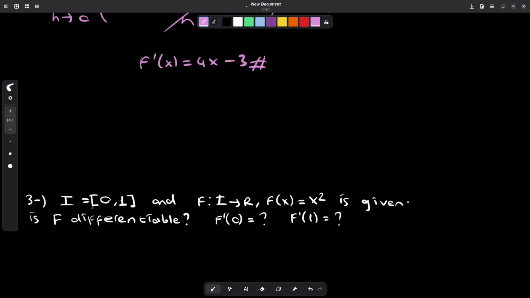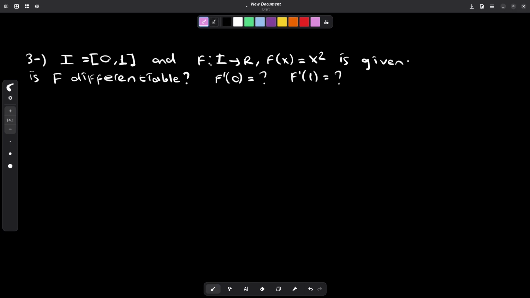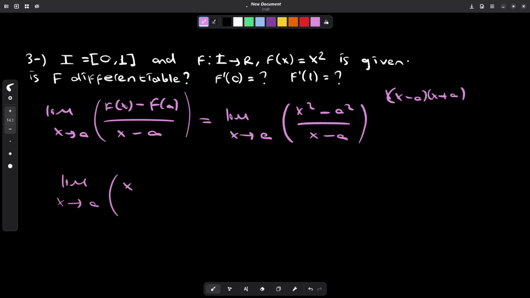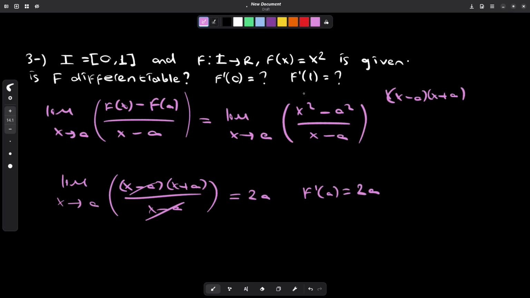This was the solution of our second problem. I is the closed interval [0, 1], and f is a function from I to R, f(x) equals x squared. Can we differentiate f? What is the derivative of f at 0 and at 1? Of course, we will start with the limit again. Let's use f(x) minus f(a) over x minus a, which transforms this limit into x squared minus a squared over x minus a. Difference of squares, what was it? x minus a times x plus a, right? So we can write this as x minus a times x plus a over x minus a. Cancel these out. 2a. The derivative of f at a is equal to 2a.